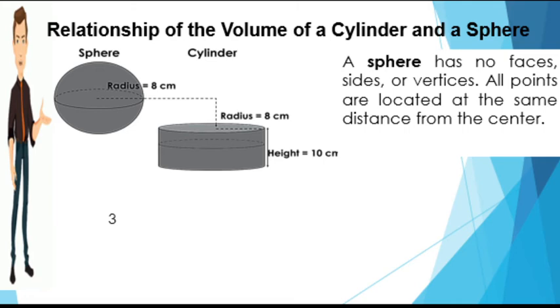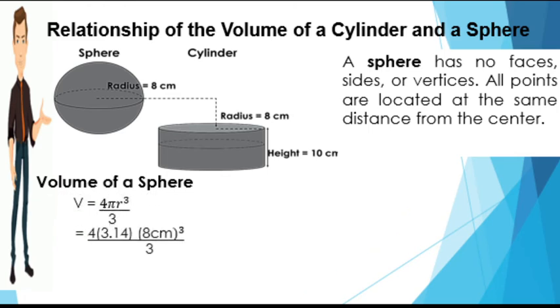To give you the volume of a sphere, that is equal to 4 pi r cubed over 3. Meaning you are going to multiply the radius 3 times by itself. Okay, so to substitute, the value of pi is equal to 3.14. So 4 times 3.14 times 8 centimeters raised to the third power over 3, which is equal to 4 times 3.14 times 8 times 8 times 8 over 3.